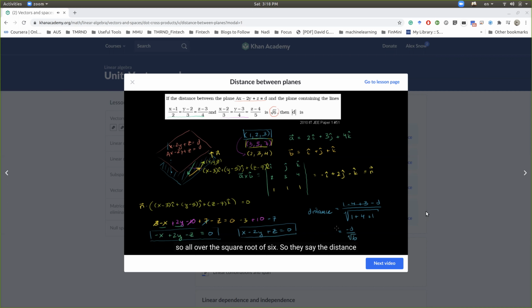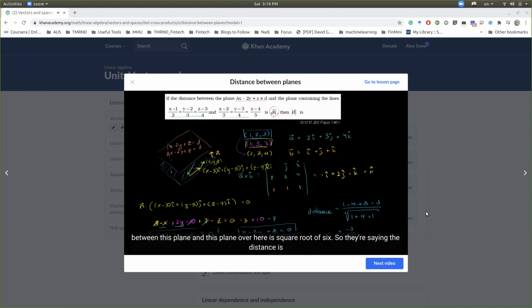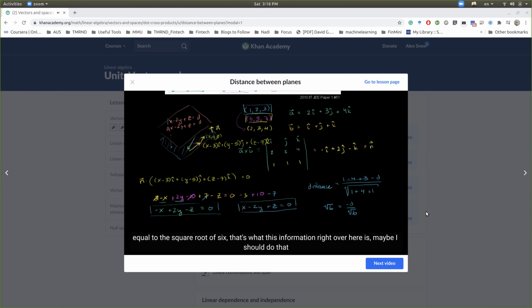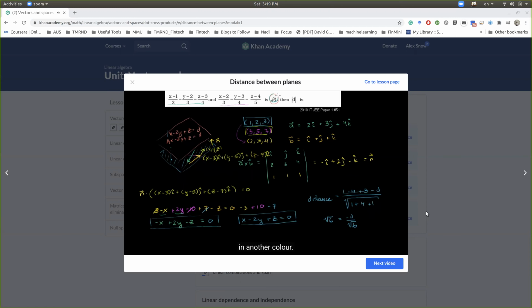So they say the distance between the plane x minus 2y plus z is equal to d, between this plane and this plane over here, is square root of 6. So they're saying the distance is equal to the square root of 6. That's what this information right over here is. The distance between the two planes is going to be the square root of 6. And so then if we solve for d, multiply both sides of this equation times the square root of 6, you get 6 is equal to negative d, or d is equal to negative 6.